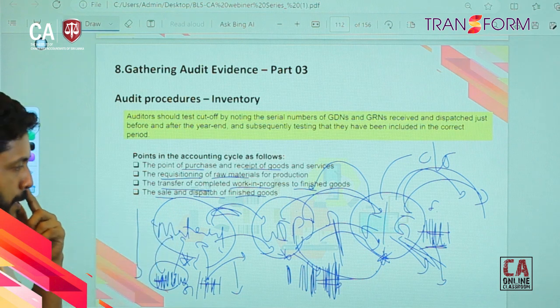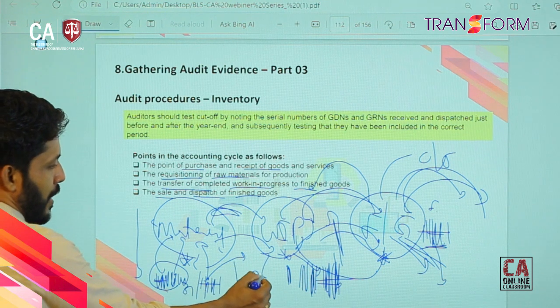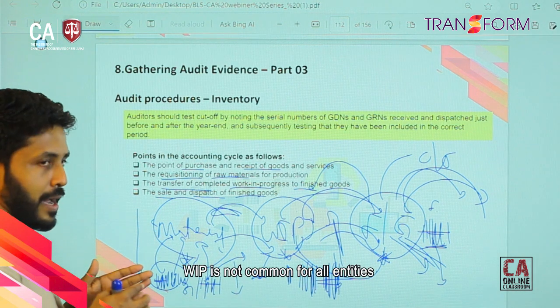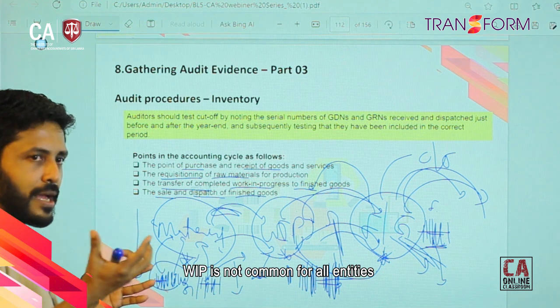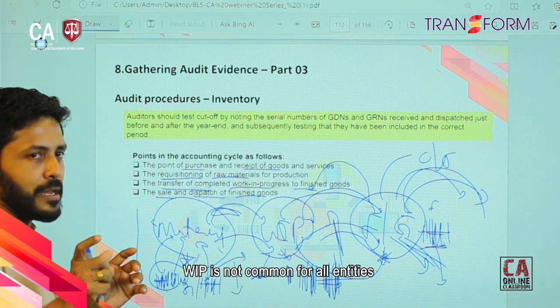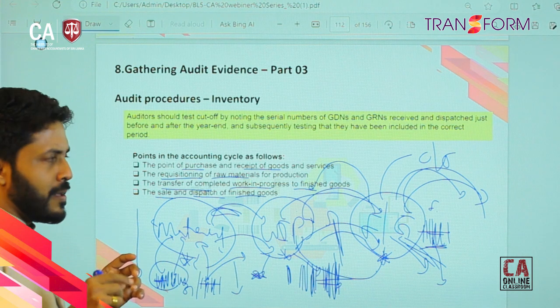In some of the companies they don't have WIP. Some of the manufacturing companies, their manufacturing process of one item may be a very short period. It may be 2 hours.